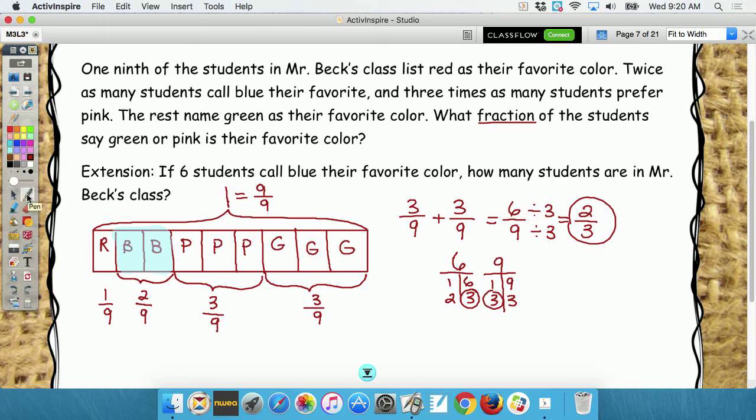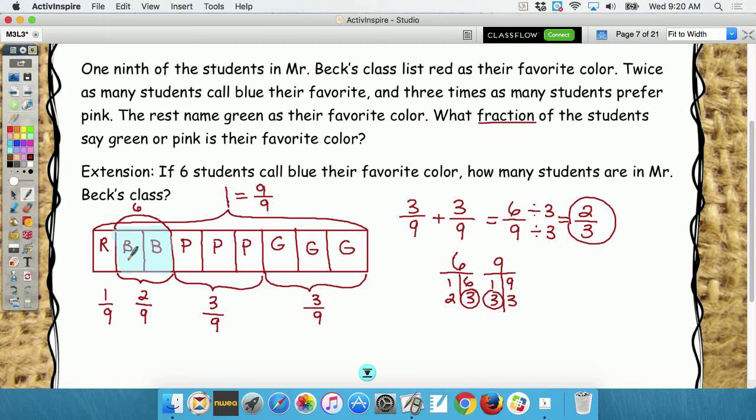How many students are in Mr. Beck's class? Well, to figure this out, I got to figure out one box. So this box right here, those 2 is 6 students. So my take, or was that Fernando?